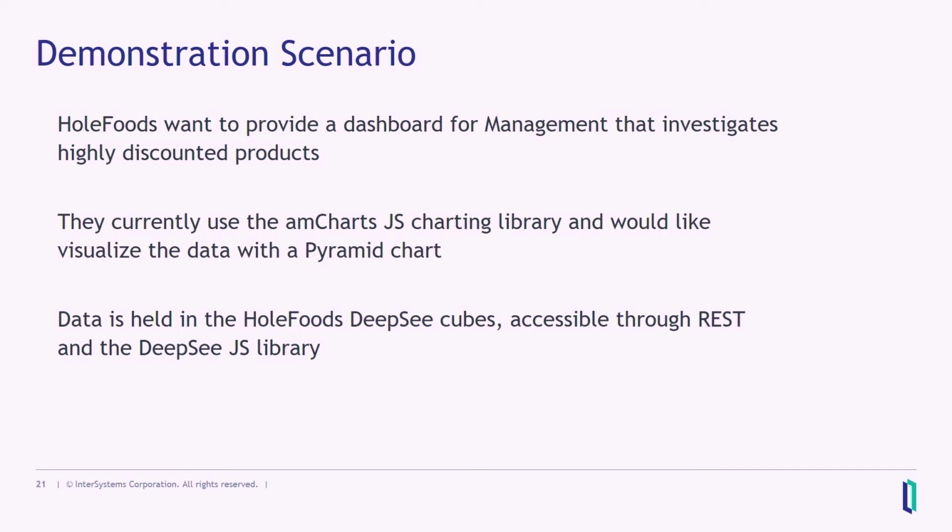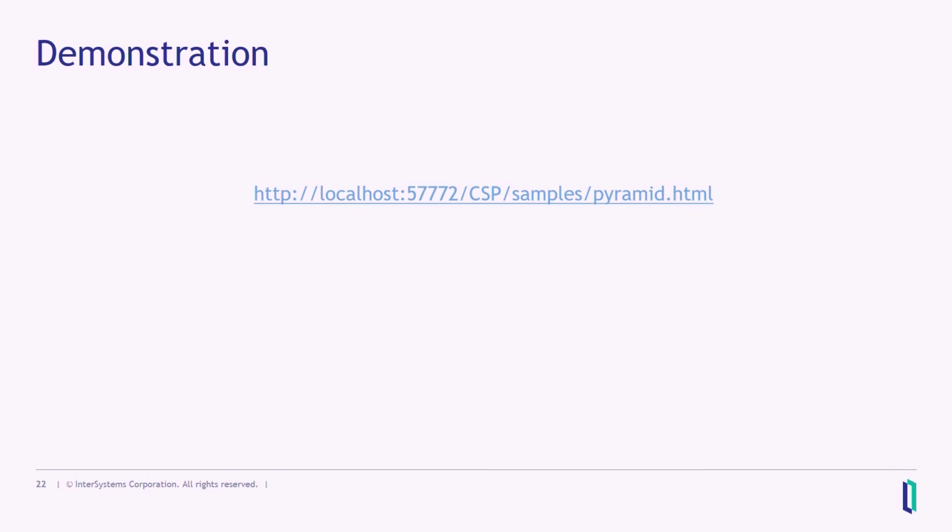They want to visualize the data using a thing called a pyramid chart, which very intuitively looks like a pyramid, where the different sections relate to different categories of product or channel and so on. The data is all held within the DeepSea cubes. The data, as we already said, is accessible through REST. But because I'm going to build this with JavaScript, I'm going to use the DeepSea JavaScript library to be able to invoke those methods that we've seen already. So let's look at a demonstration of that.